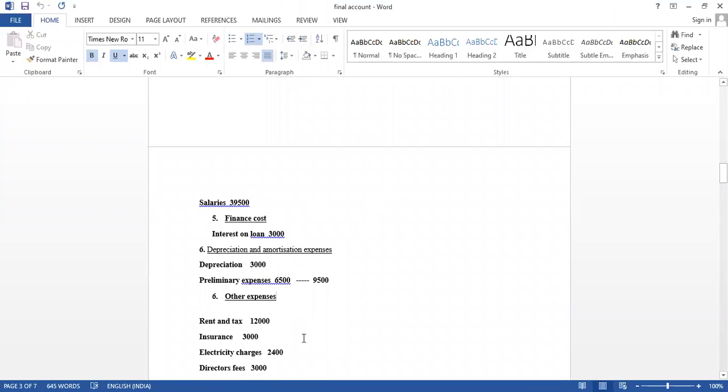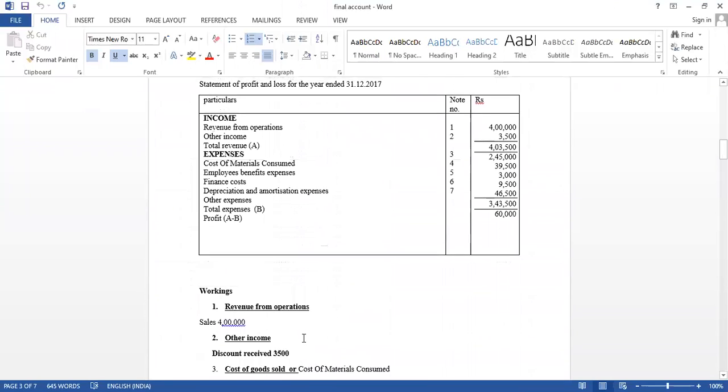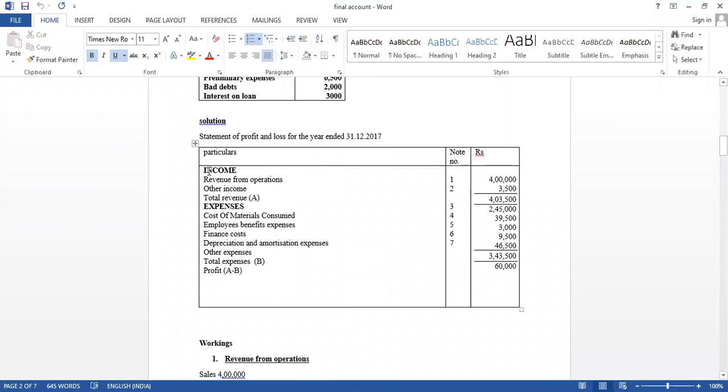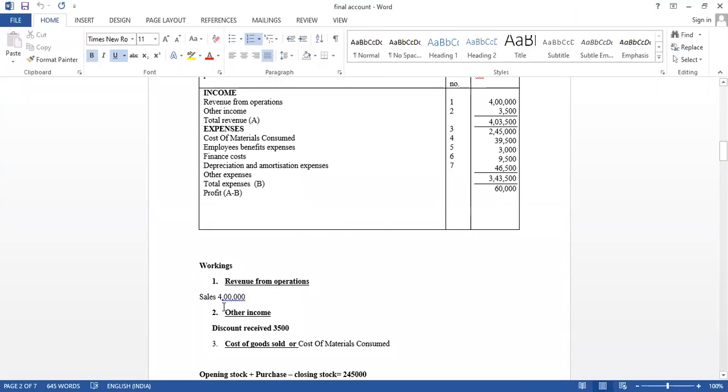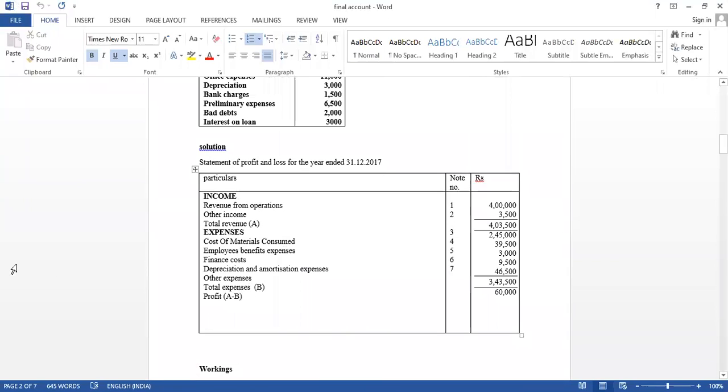We must do the working. Afterwards, we go for the statement. We write income, revenue from operations, other income, and so on. Put the note number also. Revenue from operations, we take the total only. Amount is 4 lakh and other income amount is 3,500. Total is 4 lakh 3,500.